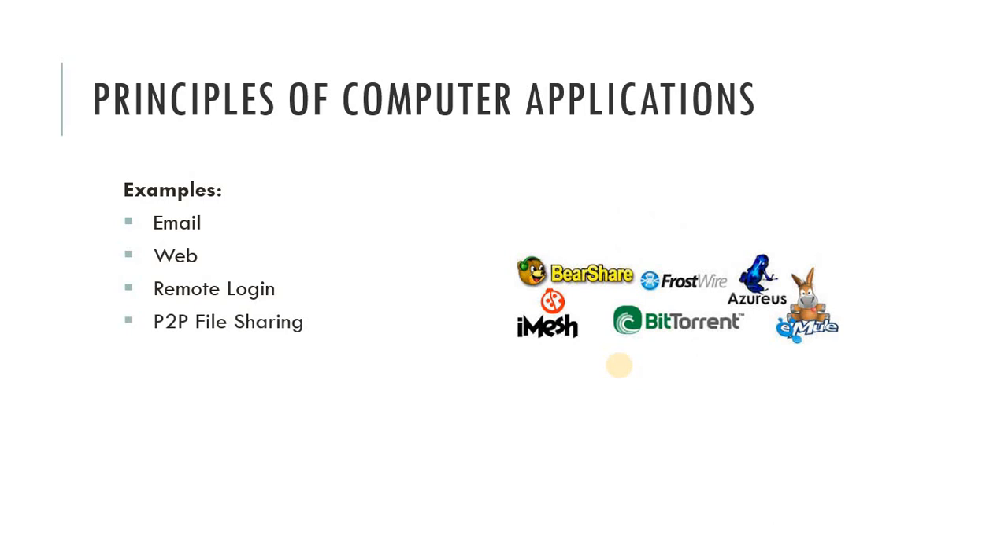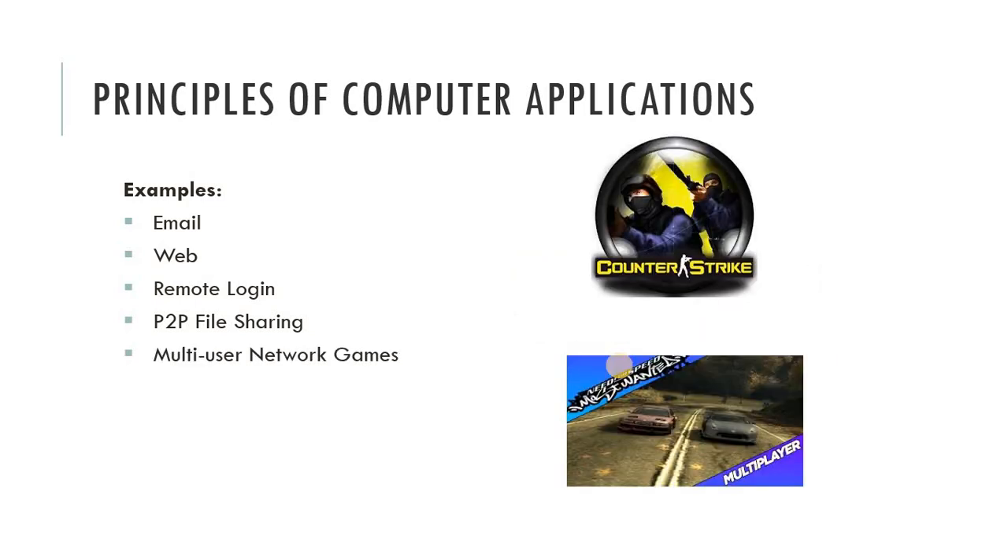Next is P2P file sharing. There are many software options available for that. Next is multi-user network games. We are all aware of games like Counter-Strike and PUBG. On those, we play games with friends who are not with us. We can all play the game from any location. So that is also an example of computer applications.